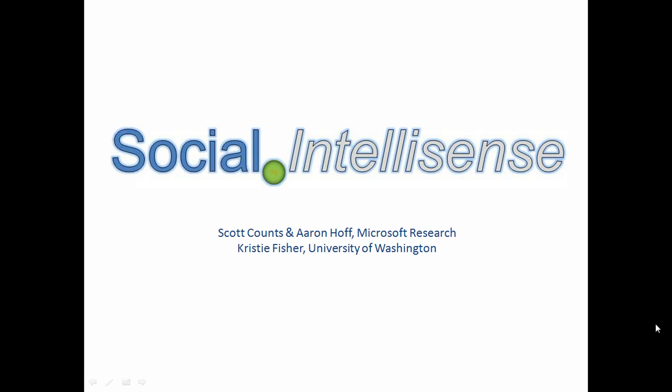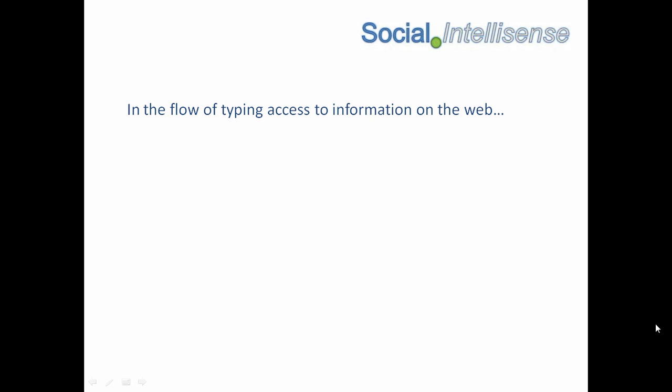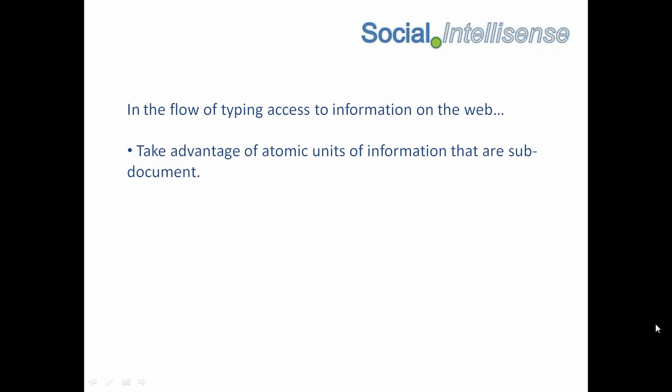Social Intellisense is a prototype interface for in-the-flow typing access to information on the web. That is, the goal is to allow users to insert information from the web into their documents without having to stop typing. This takes advantage of the fact that much of the information on the web is available in units that are sub-document: photos, tweets, text snippets, addresses, and so on.